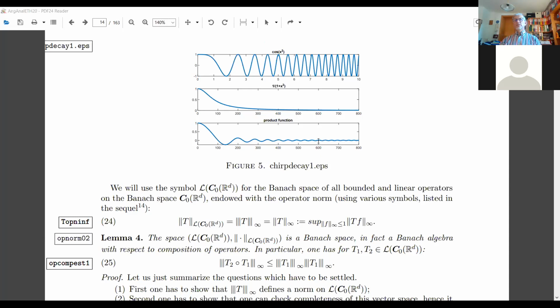The pure frequency, I didn't plot that, of course, is not decaying at infinity, but it's uniformly continuous. Very clear, because the derivative of cosine is sine, more or less, and sine never exceeds the absolute value of 1. So pure frequencies are in UB, but not in C0. And this chirp guy is bounded, continuous, even smooth, but it's not uniformly continuous.